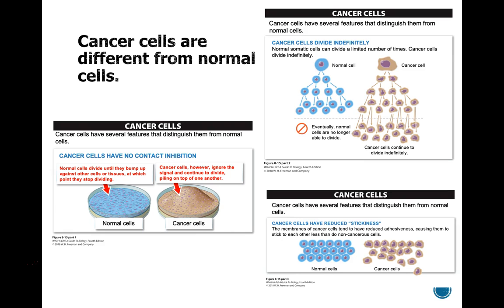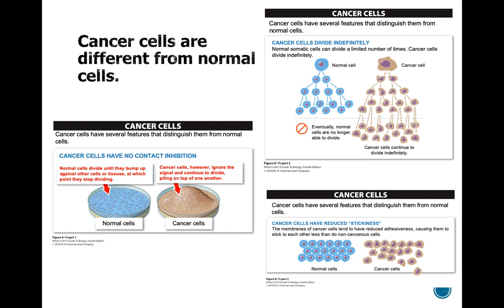Second feature, cancer cells can divide indefinitely. So I mentioned this a few minutes ago. Normally cells will reach the end of their dividing life and then the cell will die. The problem with cancer is that the cell is ignoring those checkpoints and is dividing even though it has mutations.